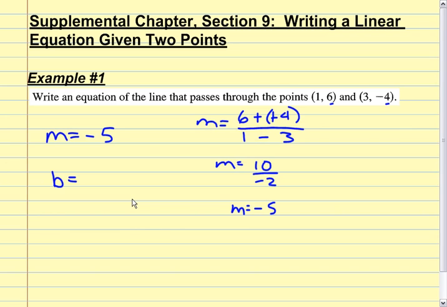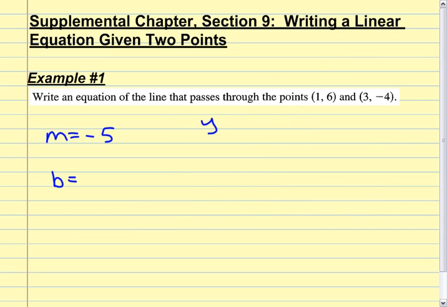Now think back to last night's homework. We had the slope and we had a point. Now I have the slope and 2 points. I can use either one of them. Both of them are going to give me the equation of the line. They're going to give me the same y-intercept. Let's see. All right? Let me get rid of this. y equals mx plus b.